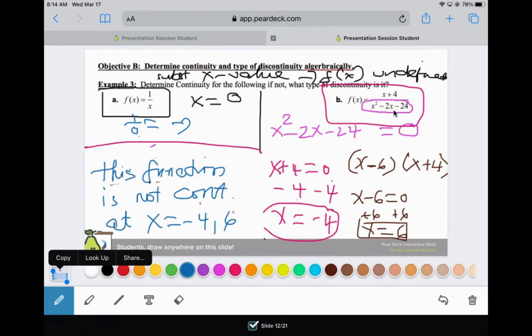So look at the second function. I look at the denominator. I take x squared minus 2x minus 24. I set that equal to 0 because I want to look for what values make it 0.